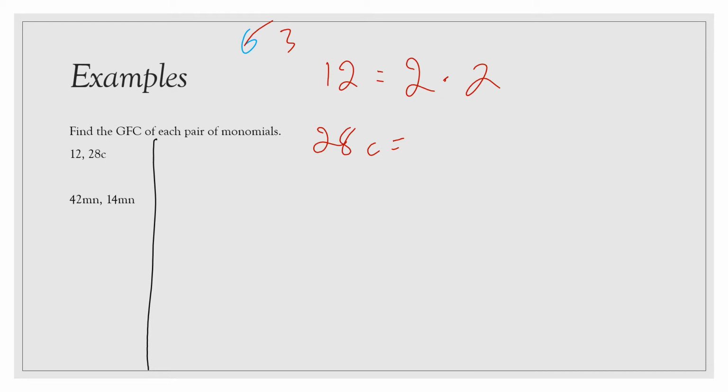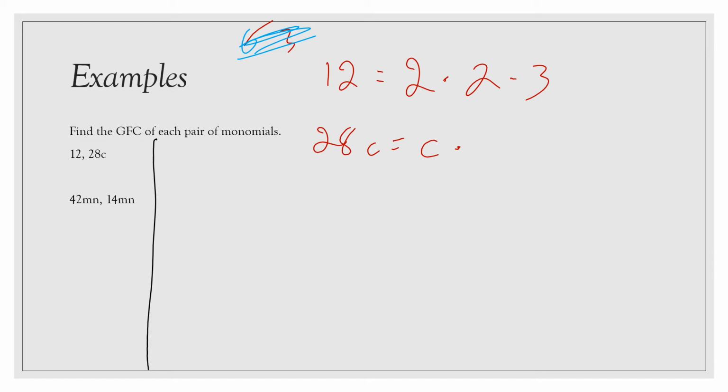Can 3 be divided by 2? No. By 3, yes, once. So that means that 3 is our last number that's going to go there. And again, if we were to multiply these 3 factors together, 3, 2, and 2, we would get 12. So we know that's correct. All right, so we're done with that one. Right now, 28C. Again, we can start with the C, get that one out of the way. Okay, so now we're just dealing with 28.